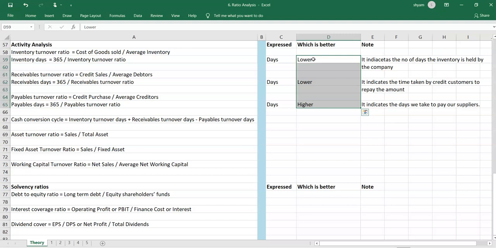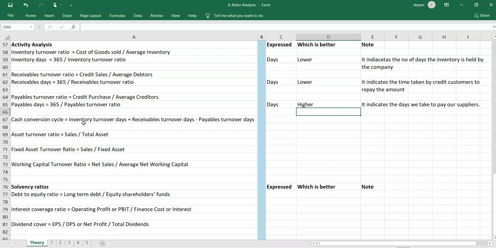So we can't say whether lower is better or higher is better, because we can't say what the average is, or what the meaning of higher is. Is it 10 days, 100 days, 300 days? What is higher, we don't know. That would be set only by the industry average.